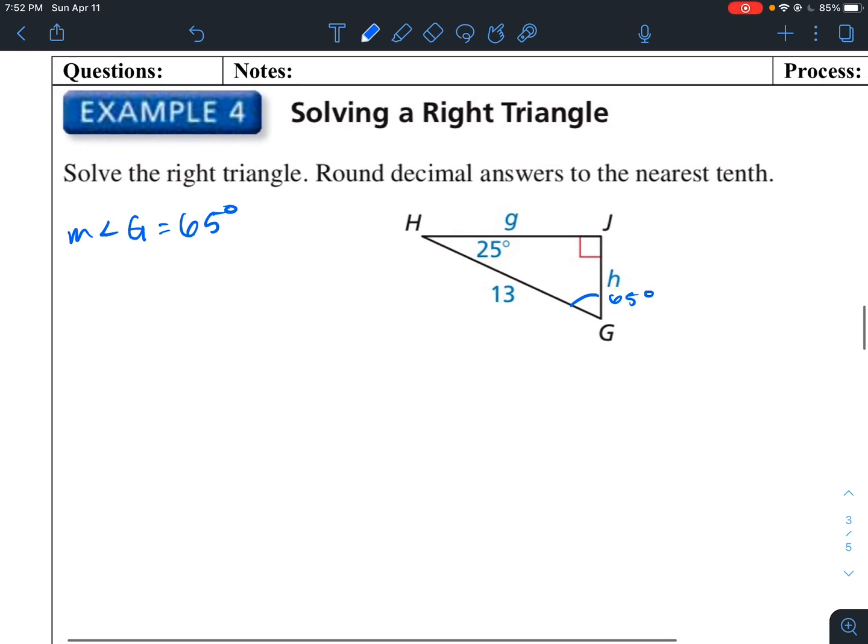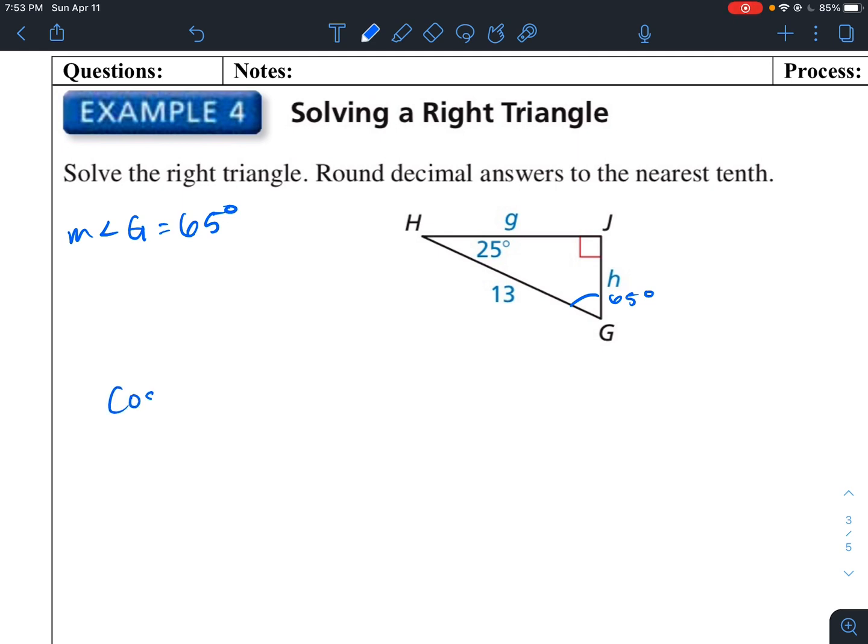Okay. And now that I know that, well, I honestly didn't need to know that for sure, because this is all I really need to solve for these right here. I don't really need the other angle, but it can help. So notice that I have this angle, and relative to this angle, I have the hypotenuse and the adjacent side, which can help me set up a cosine ratio.